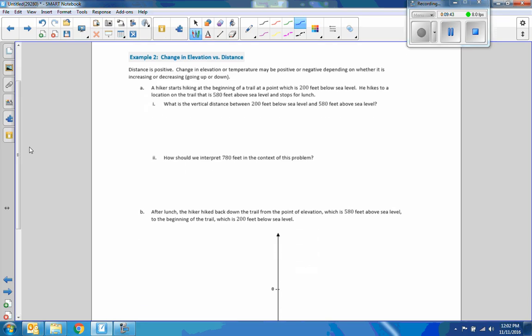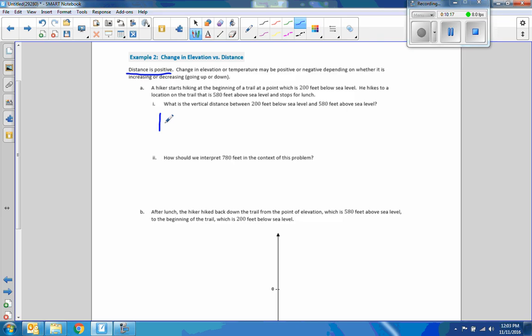Example 2. Change in elevation versus distance. Distance is positive. Always positive. Change in elevation or temperature may be positive or negative depending on whether it is increasing or decreasing. In other words, going up or down. A hiker starts hiking at the beginning of a trail at a point which is 200 feet below sea level. He hikes to a location on the trail that is 580 feet above sea level and stops for lunch.